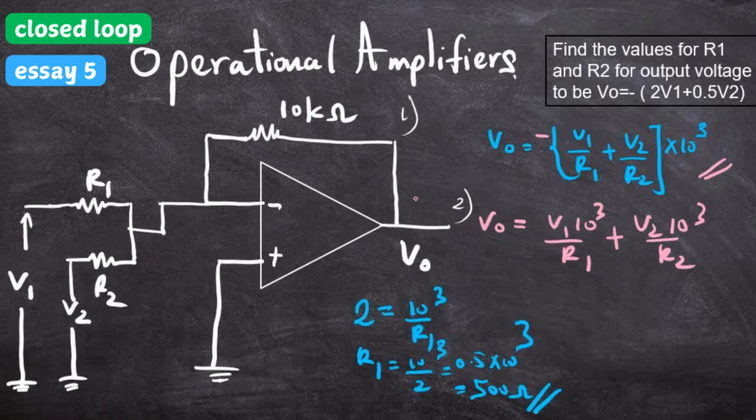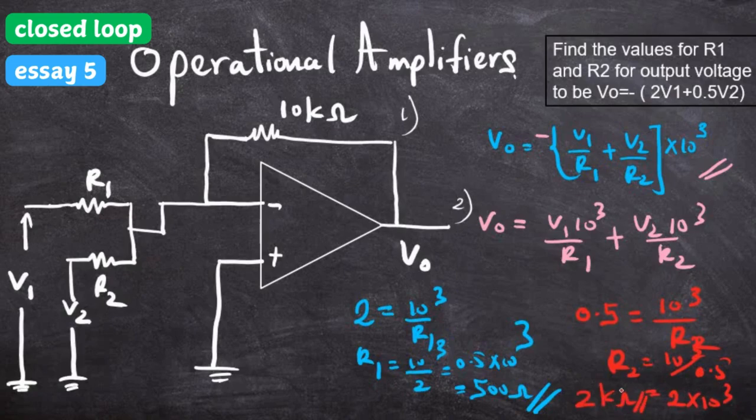Moving into the second part. The multiple of V2 is 0.5. So it's 10 to the power 3 divided by R2, so R2 equals 10 to the power 3 divided by 0.5. That's 2 into 10 to the power 3, which is 2 kilo ohms. We have both answers now. We have R1 and R2.